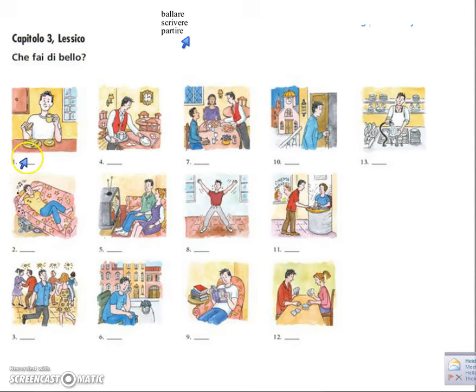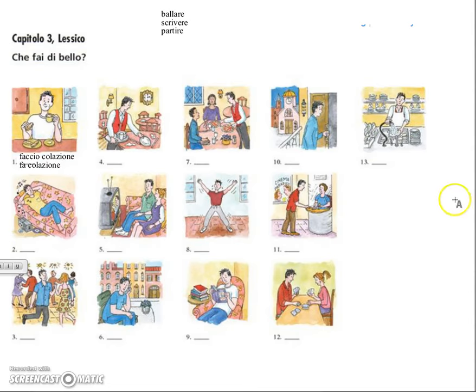So I take a look at this fellow right here who's having his breakfast. Remember, the expression to have breakfast is fare colazione. To say I am having breakfast, I say faccio colazione. But to say he or she is having breakfast, the verb is conjugated fa colazione. And this is taking things one step further because the verb fare is an irregular verb.